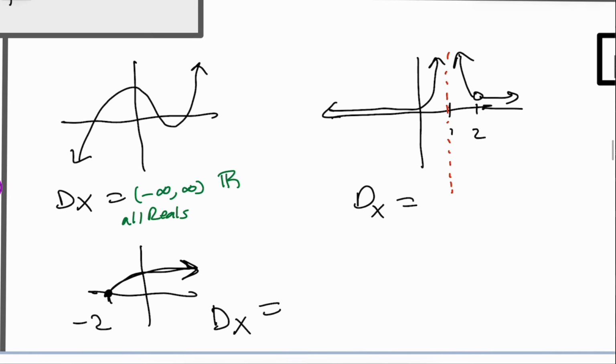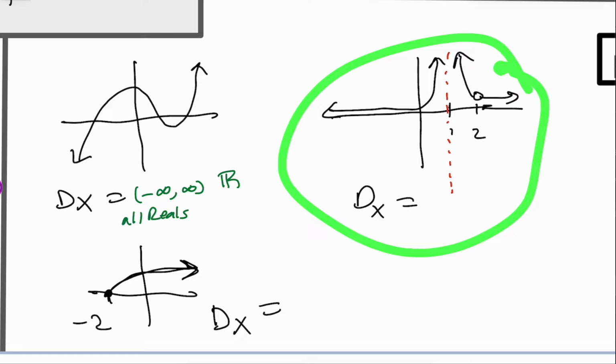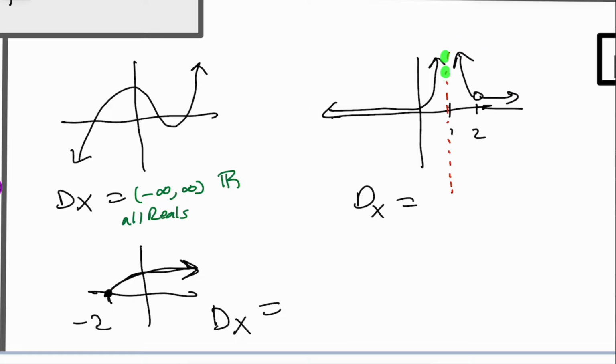But in this example here, you'll notice that we have skipped 1, and let's assume this is at 2, and we have skipped 2 for different reasons. One, there's an asymptote there. One, there is a hole there. But you can say, I'm fine on the left of 1, but I got to skip it. I am fine until I get to that hole at 2. Then I got to skip it, but then I can keep going.